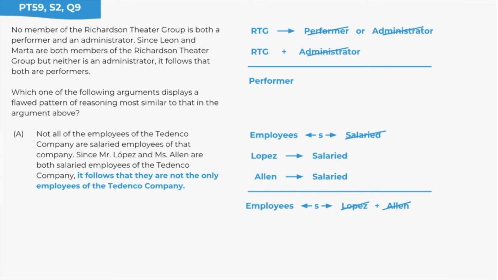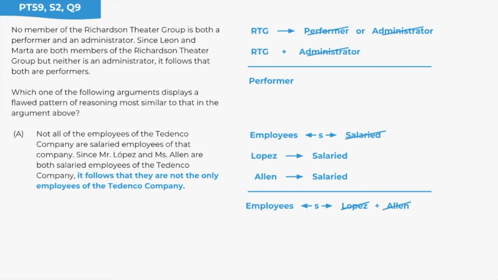First, notice that in the first premise we have a some statement, while in the stimulus we have an all statement. And then in the second statement of answer choice A, it leads us with essentially two conditionals. Lopez is salaried and Allen is salaried. While in the stimulus, we had this and statement. This person is a member of the Richardson Theater Group and not an administrator. But that's different, right? We don't have a conditional in the second premise.